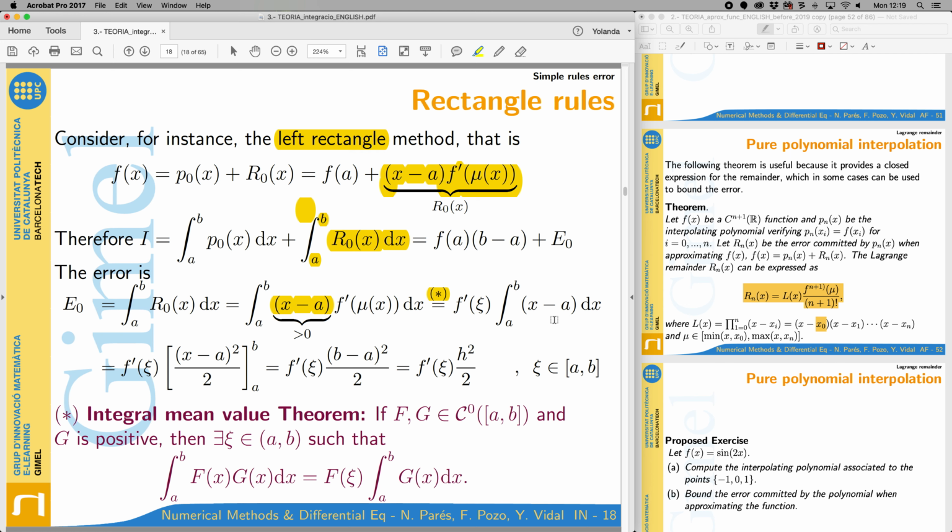So now I can compute this integral. That's very simple. It's a degree 1 polynomial. I compute the integral and I get this expression, which is going to be, this is very important.